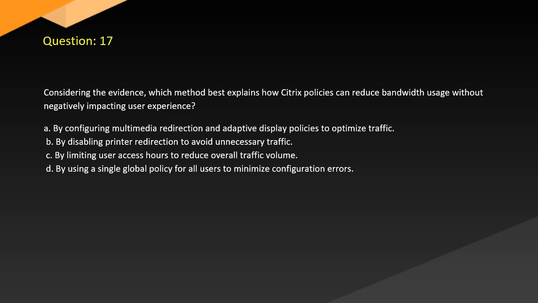Question 17. Considering the evidence, which method best explains how Citrix policies can reduce bandwidth usage without negatively impacting user experience? A. By configuring multimedia redirection and adaptive display policies to optimize traffic. B. By disabling printer redirection to avoid unnecessary traffic. C. By limiting user access hours to reduce overall traffic volume. D. By using a single global policy for all users to minimize configuration errors.